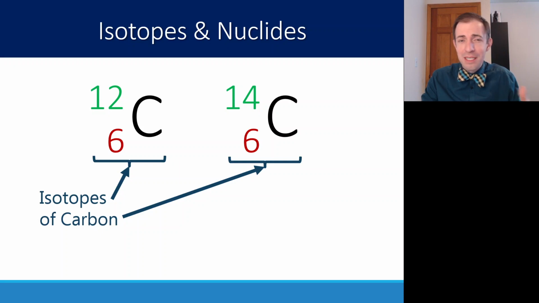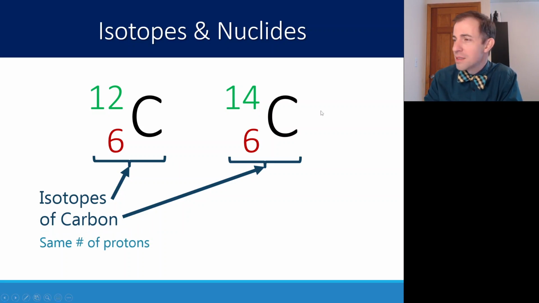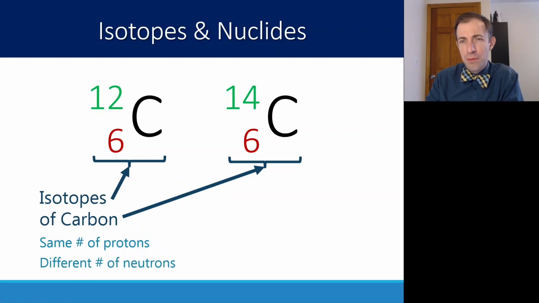They're both carbon, which means they both have the same number of protons because 6 protons is always the element carbon. And in this case, they have different numbers of neutrons. That's what makes the mass number different, but the atomic number the same.